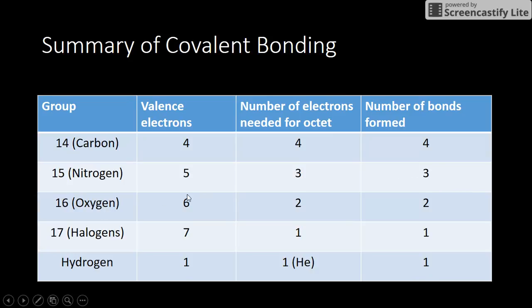Oxygen, group 16, has 6 valence electrons. They need two more to get an octet, 6 plus 2 being 8. So they will look to make two bonds. Halogens, group 17, have 7 valence electrons. They need one more electron to form an octet, 7 plus 1 being 8. So they will form one bond, as will hydrogen. Hydrogen has one electron. If it gets one more electron, it'll be like helium, so it's looking to make one bond.